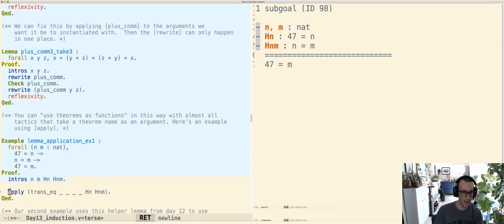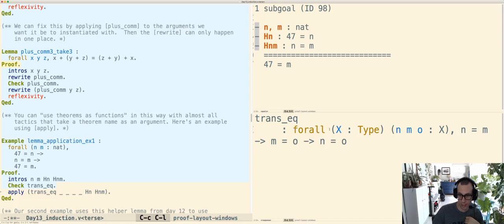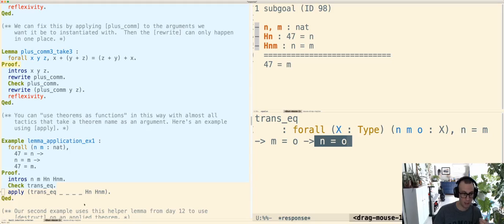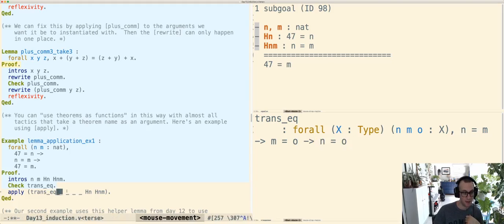You can say, look, I know what transeq is. Let's see it again. Transeq says you give me a type, 1 argument, and then 3 values, okay, total of 4 arguments. Then you give me a proof that n equals m, and a proof that m equals o, and then I'll give you a proof that n equals o. And what I'm saying here is underscore. Coq, you figure out these 4 things. What are they? The type, right? Okay, that's really going to be nat.